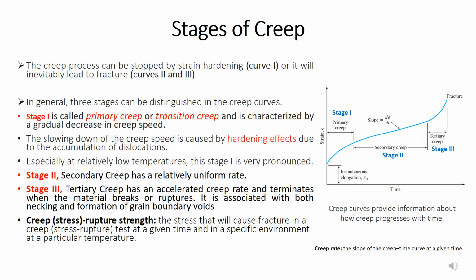Stages of creep: if we have to see, this is the creep curve. The creep curve provides information about how creep progresses with time. The creep curve can be divided into three stages: stage 1, stage 2, and stage 3. Stage 1 is called the primary creep or the transition creep, which is characterized by a gradual decrease in creep speed. As you can see, the strain produced in stage 1 is less with respect to time if we compare the other stages of creep.